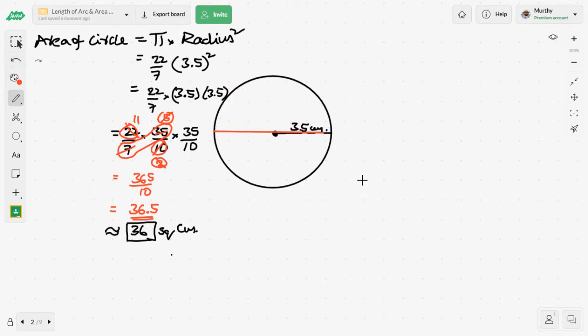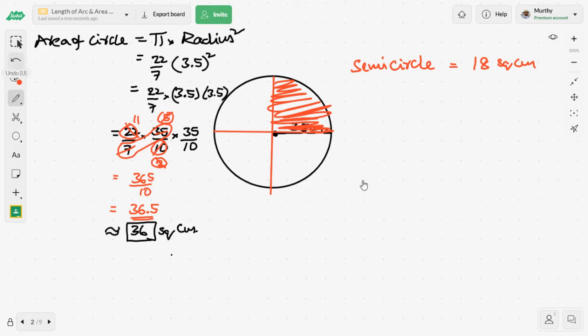Okay. So here the area of a semicircle equals 18 square centimeters. Right? Now, let me make it into four equal parts. Now it's resembling our pizza slice again. Now, what is the area of this portion, the shaded region? You know, area of circle is 36. And what could be the area of this part, the shaded one? You can guess.